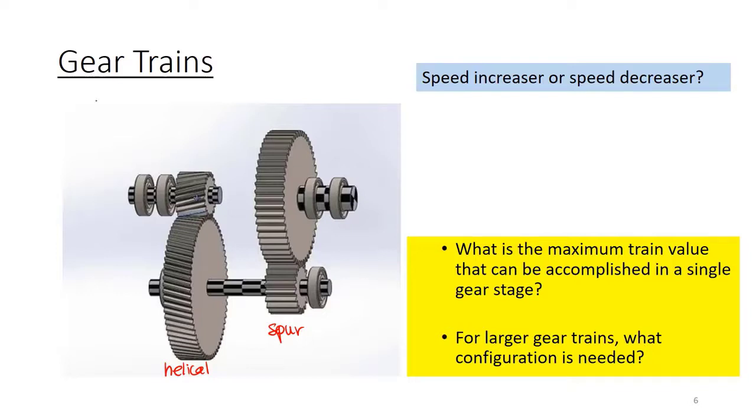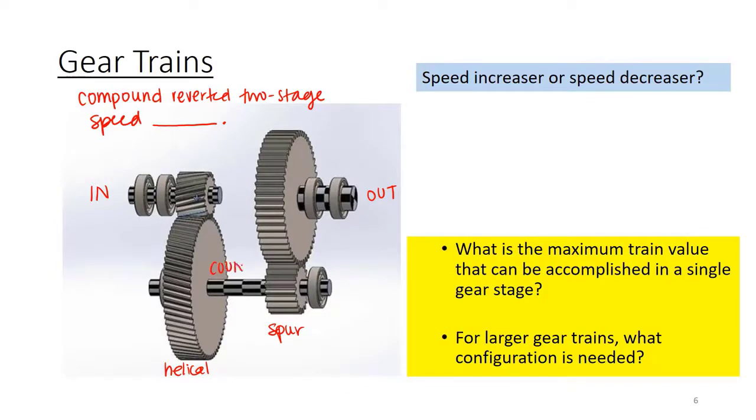So the terminology, what we would call this is a compound, reverted, two-stage speed, and then we're going to fill in the blank. So let's say that this is our input shaft, our output shaft.